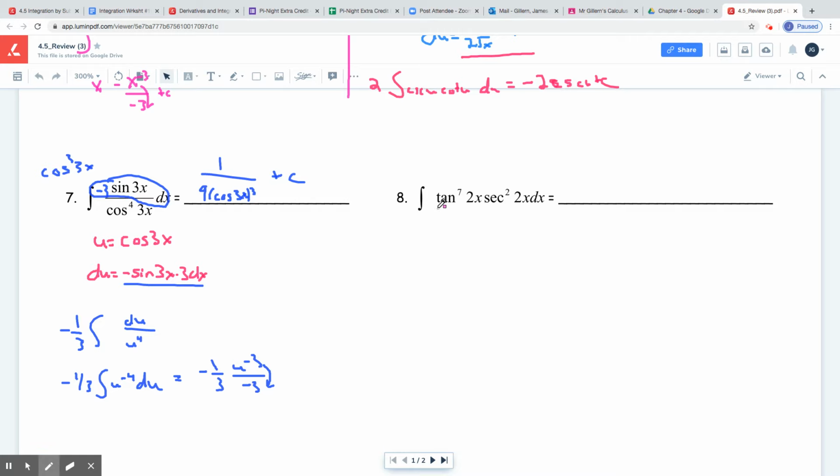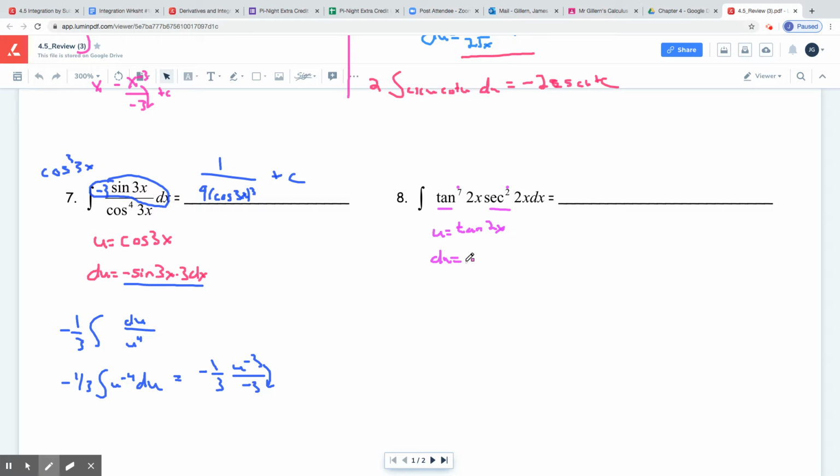Number 8. Same thing. We have 2 trig functions. So my u is going to have, and they have 1, 7, and that's a 2. They have different powers. This u is going to have a trig in it. So which one's the highest exponent? 7. So I'm going to take tangent of 2x. I'm then going to take the derivative of tangent, which you can look at your formula sheet.